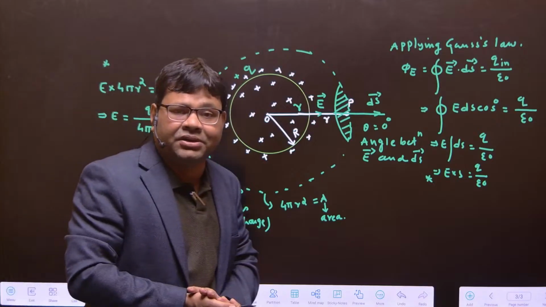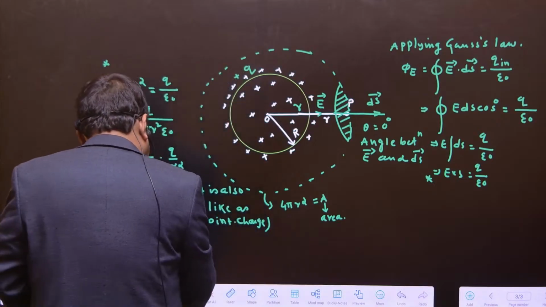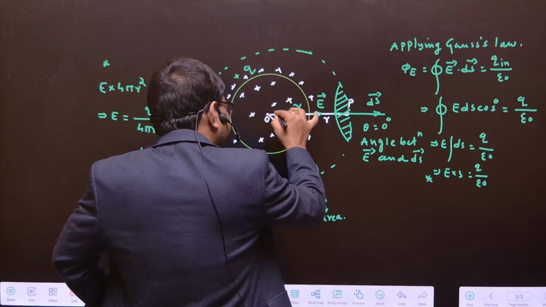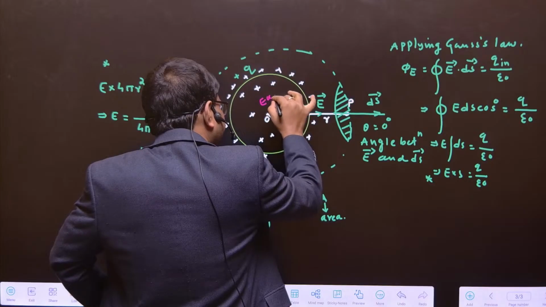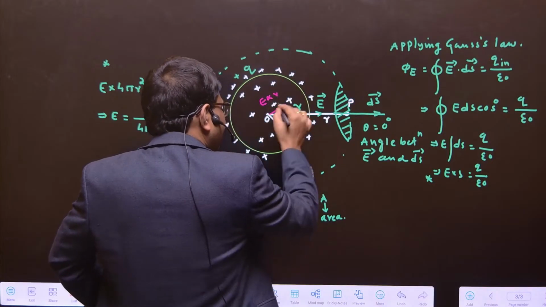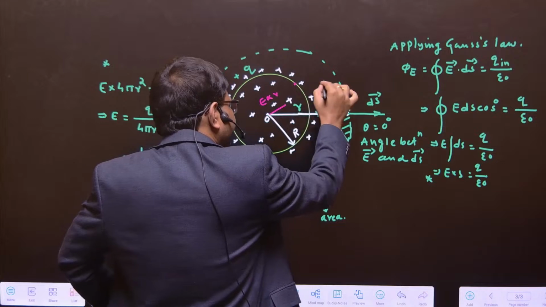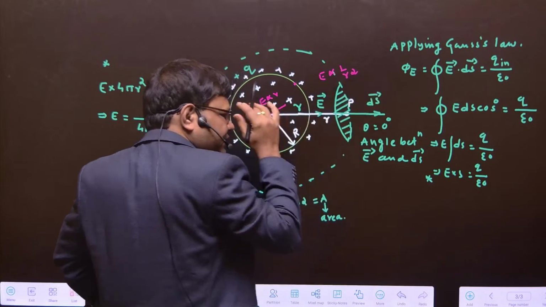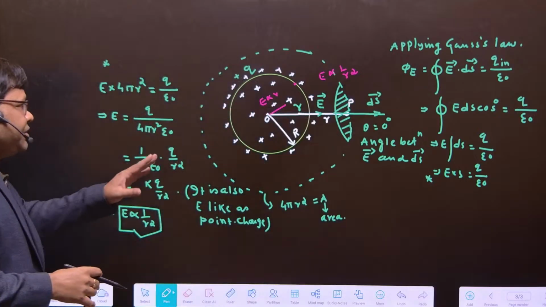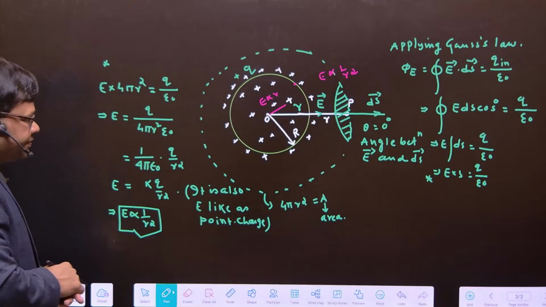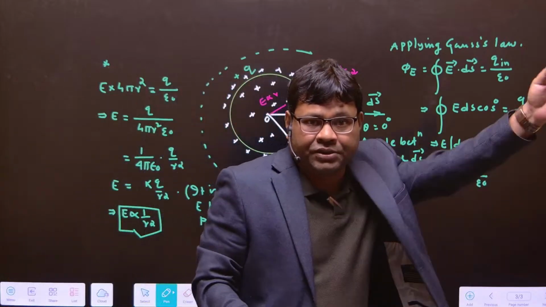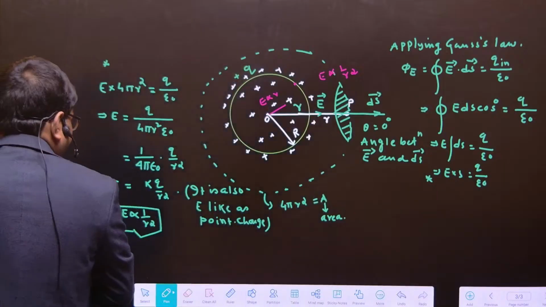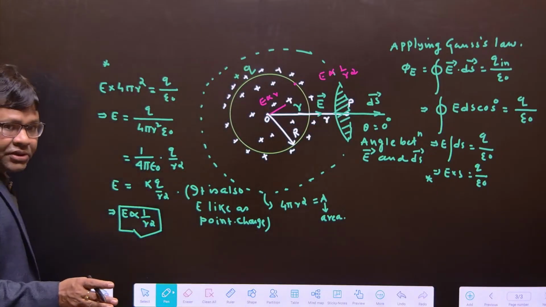Am I clear? Again I am telling, inside the sphere the electric field is directly proportional to the distance, up to the surface. Outside, the electric field is inversely proportional to the square of the distance. Up to the surface it is constant. So what will be the graph? Okay, students, first copy this one. Finally, we will draw the diagram, the electric field versus distance graph. Okay, students, have you copied this portion?